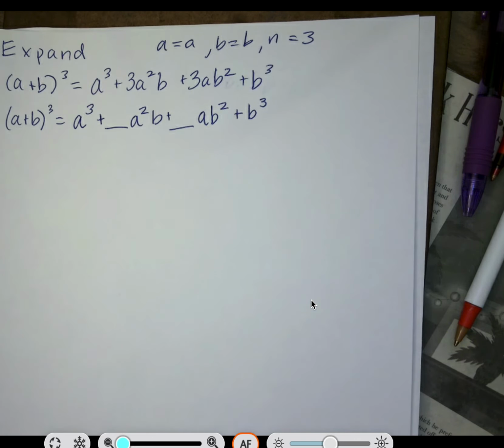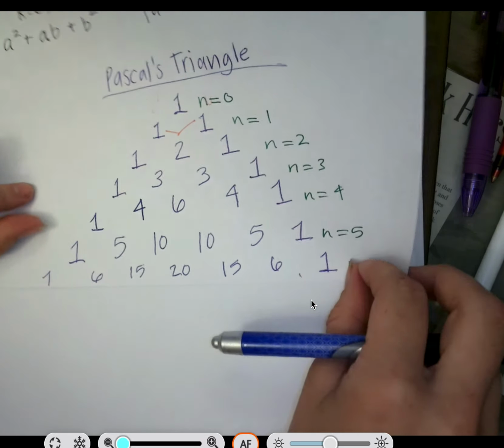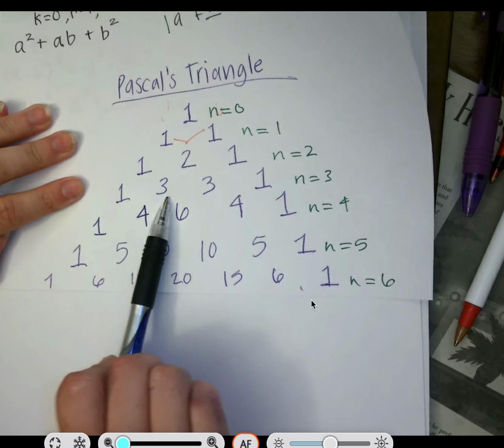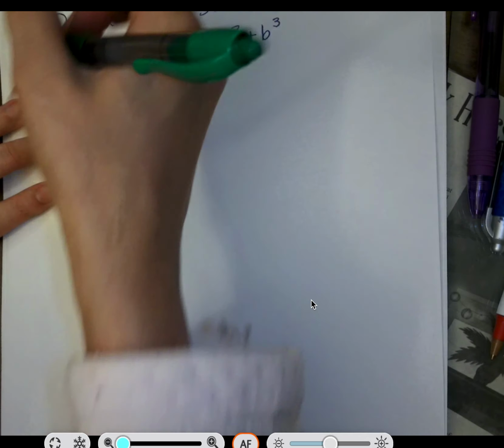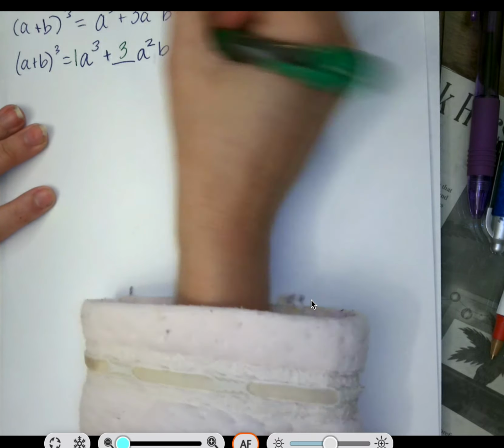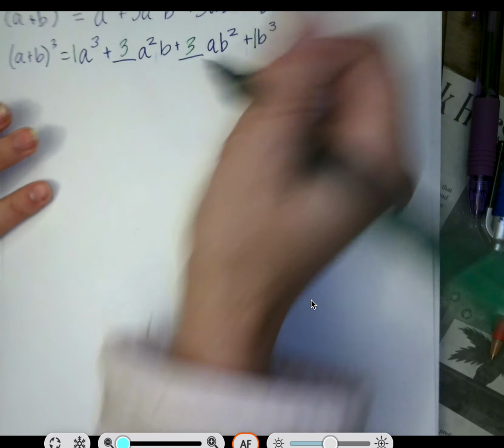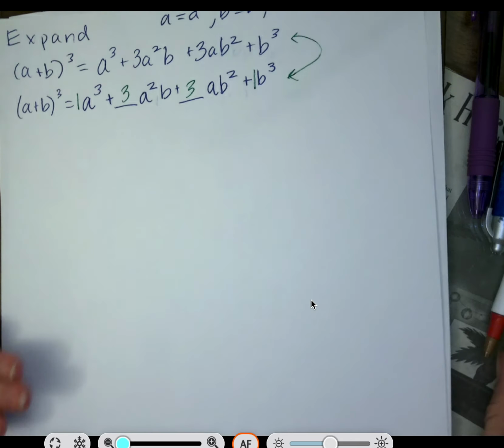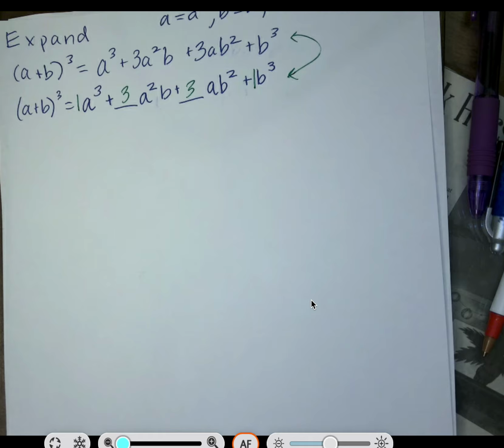Go back to our Pascal's triangle to find our binomial expansion's coefficient associated with n equals 3. We have 1, 3, 3, 1. Let's add in our coefficients. 1, 3, 3, 1. You see this lines up with this one perfectly. So that is the binomial expansion, and it works for any value of n, any integer of n that is greater than 0. So any positive integer of n.